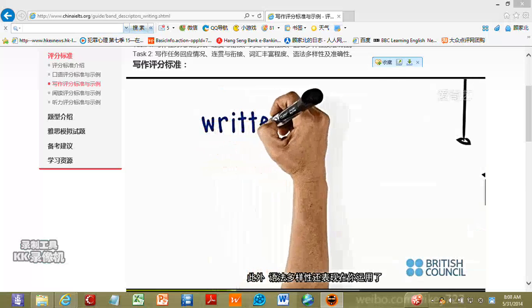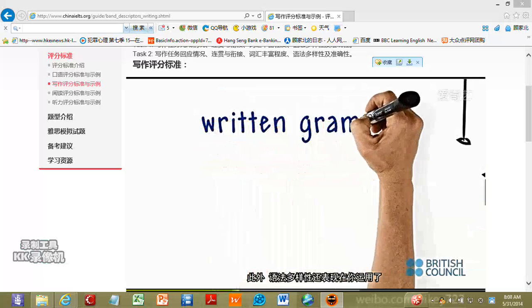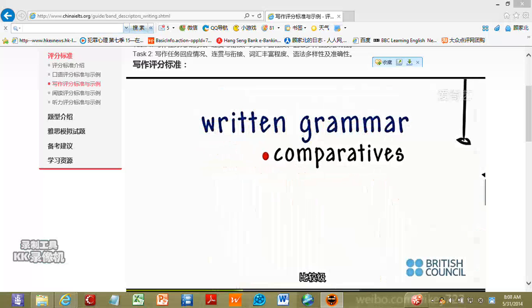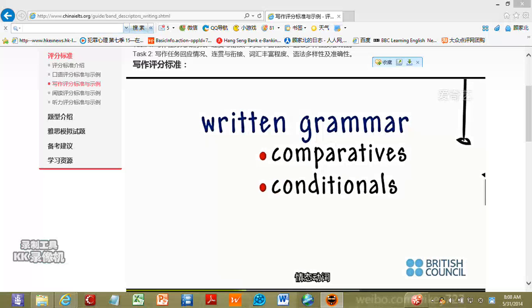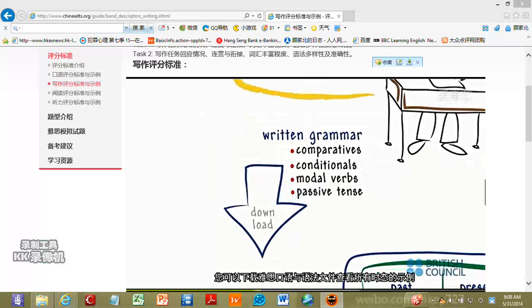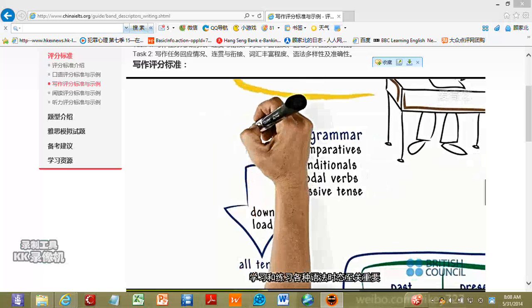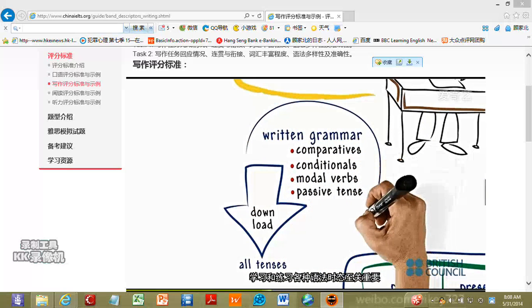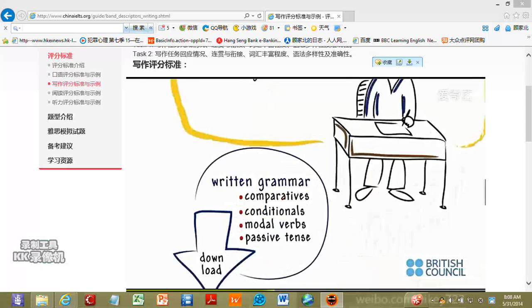Demonstrating a range of written grammar might also mean using some of these tenses: comparatives, conditionals, modal verbs, and the passive tense, especially for Task 1 process descriptions. Look for our speaking and grammar download for examples of all these tenses. It's important to learn and practice a variety of grammatical tenses.